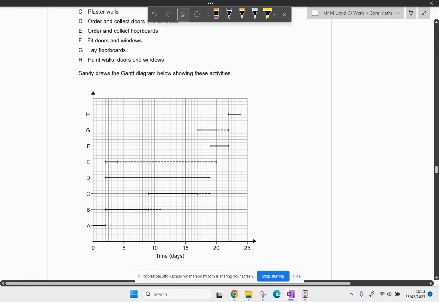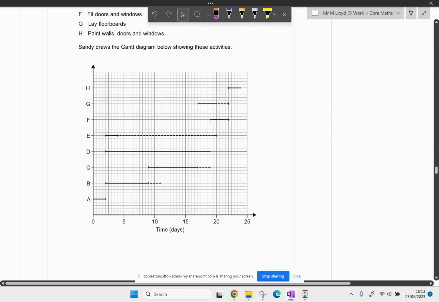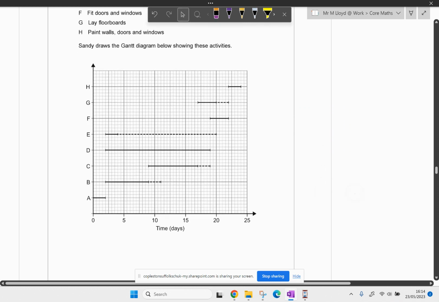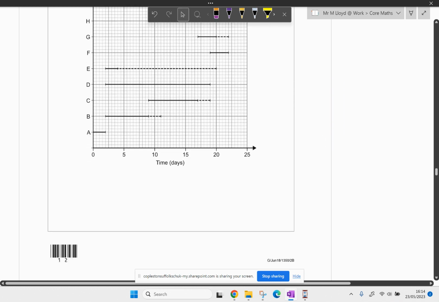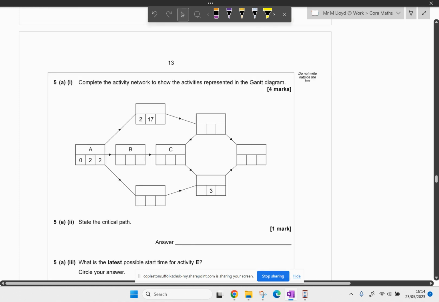Now, I don't normally draw my Gantt charts like this. I normally like to draw boxes and have the letters in there, and sometimes I'll put the critical path next to each other. But this is a different kind of Gantt chart, and it's acceptable. There are quite a few types of Gantt charts that you can use. Scrolling down, part A: complete the activity network to show the activities represented in the Gantt diagram.